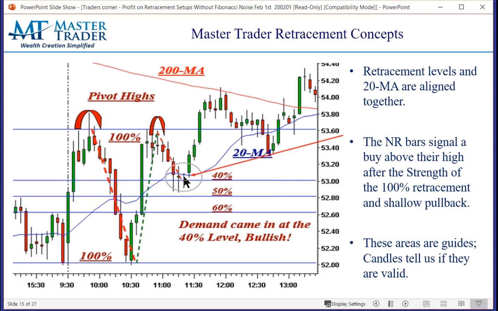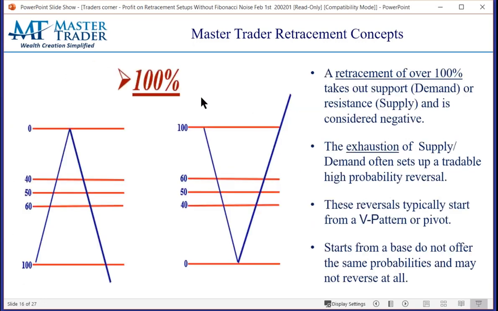Not retracement alone, but I'm overlaying the setup with you. This is a buy setup, 40% retracement, 3 bottoming tails. You buy over that, stop under here, manage in between. Greater than 100% is bearish, but it's the exhaustion of the prior supply or demand.